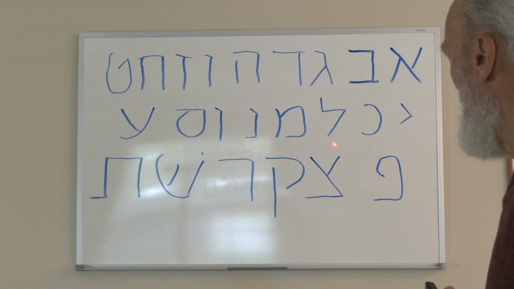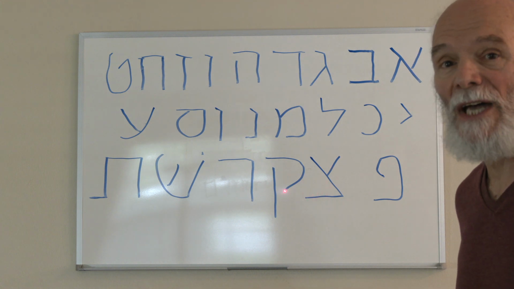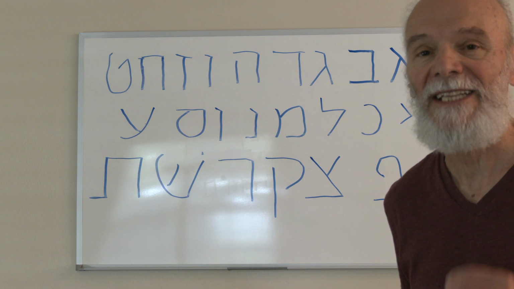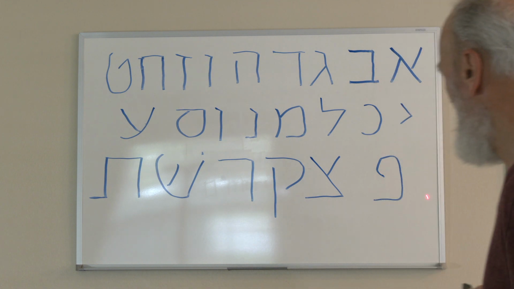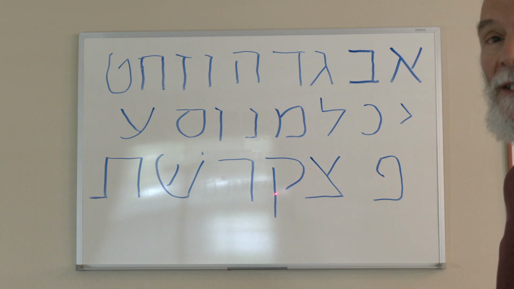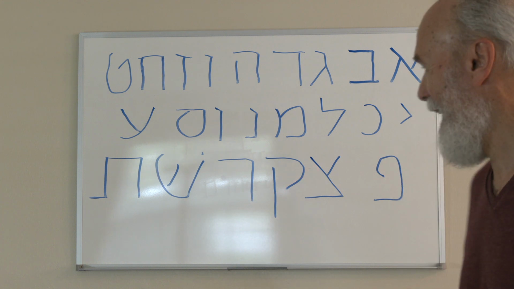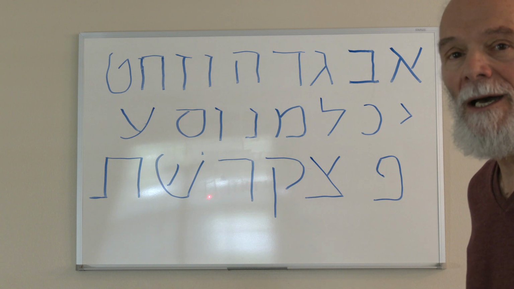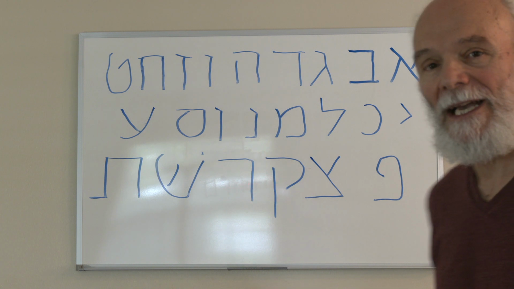Pay. And next is a tsadi. It's a ts sound. Tsadi. Ts, ts. The pay, of course, makes a p sound. The tsadi makes a ts sound. Kuf makes a k sound. Kuf. It's like our Q.